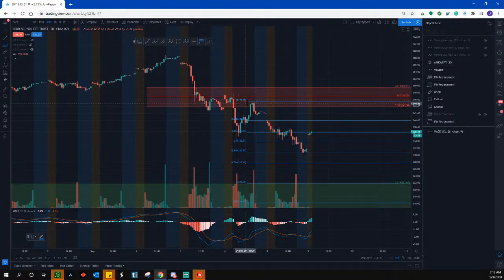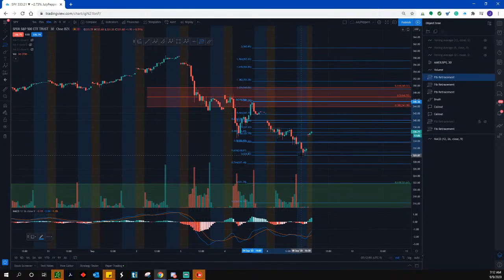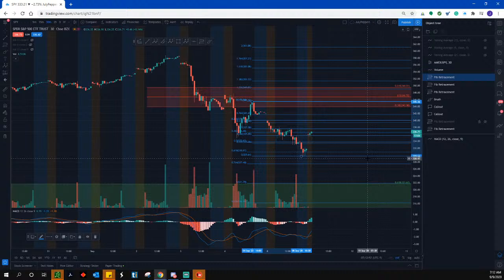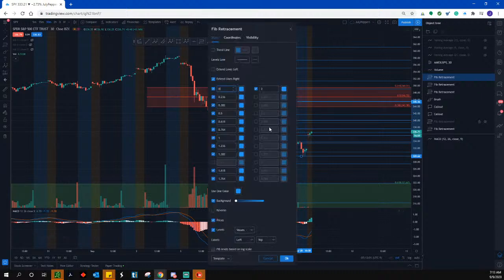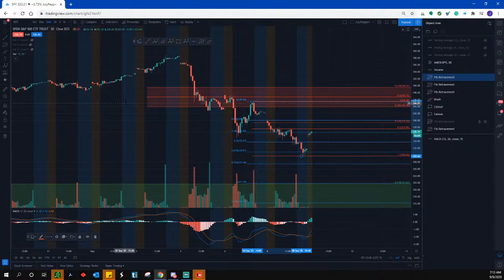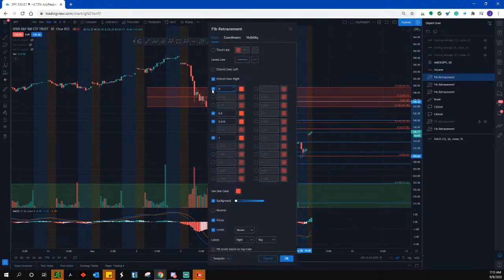If we measure the move down, we start from the top and then go to the bottom candle, the bottom of that move. And on the flip side, if you're measuring a move up, you start from the bottom, the low, and you go to the high. Okay, let's get rid of that.